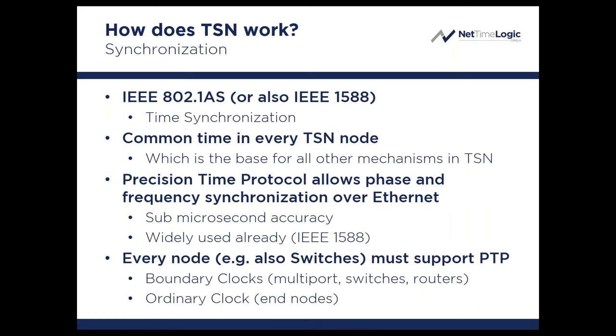802.1AS is the time synchronization standard. Since we are working with cycles and time slots, it's important that every device in the network is synchronized. And 802.1AS is a profile of IEEE 1588 and allows you to have sub-microsecond accuracy in synchronization over your whole network. And that's already widely used also in other real-time Ethernet protocols. So that's basically nothing new.